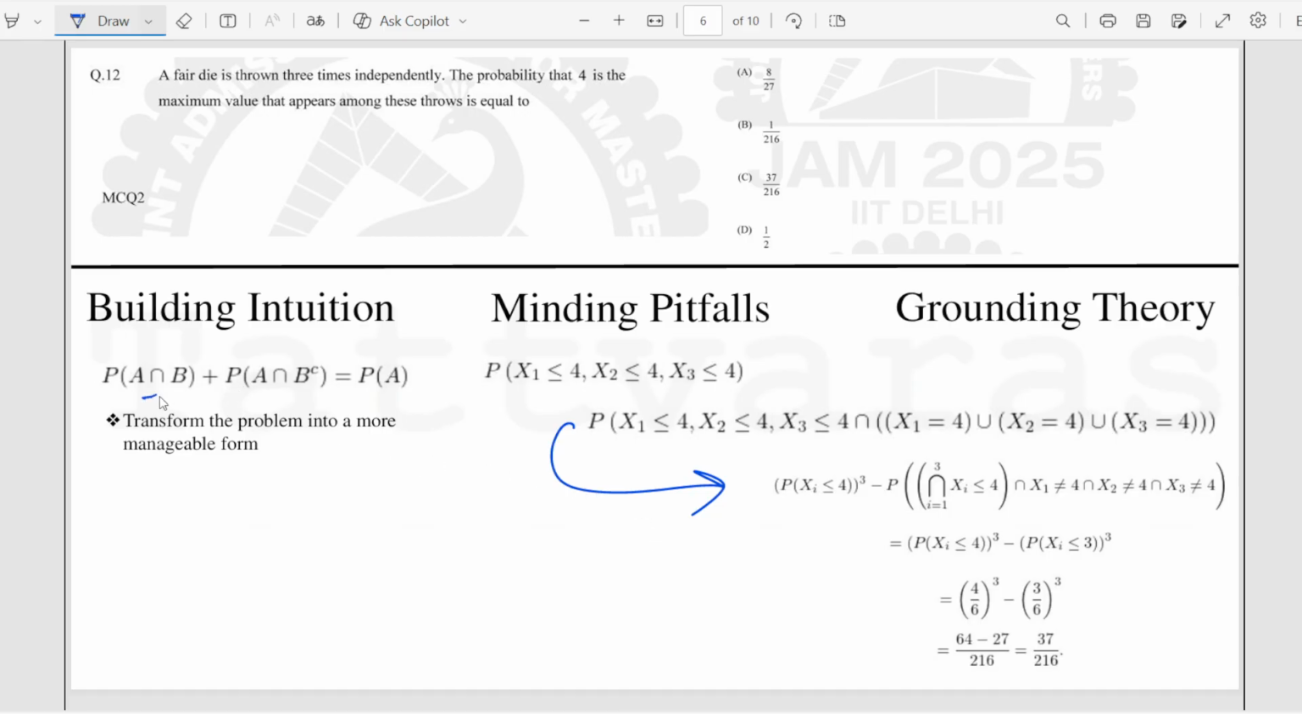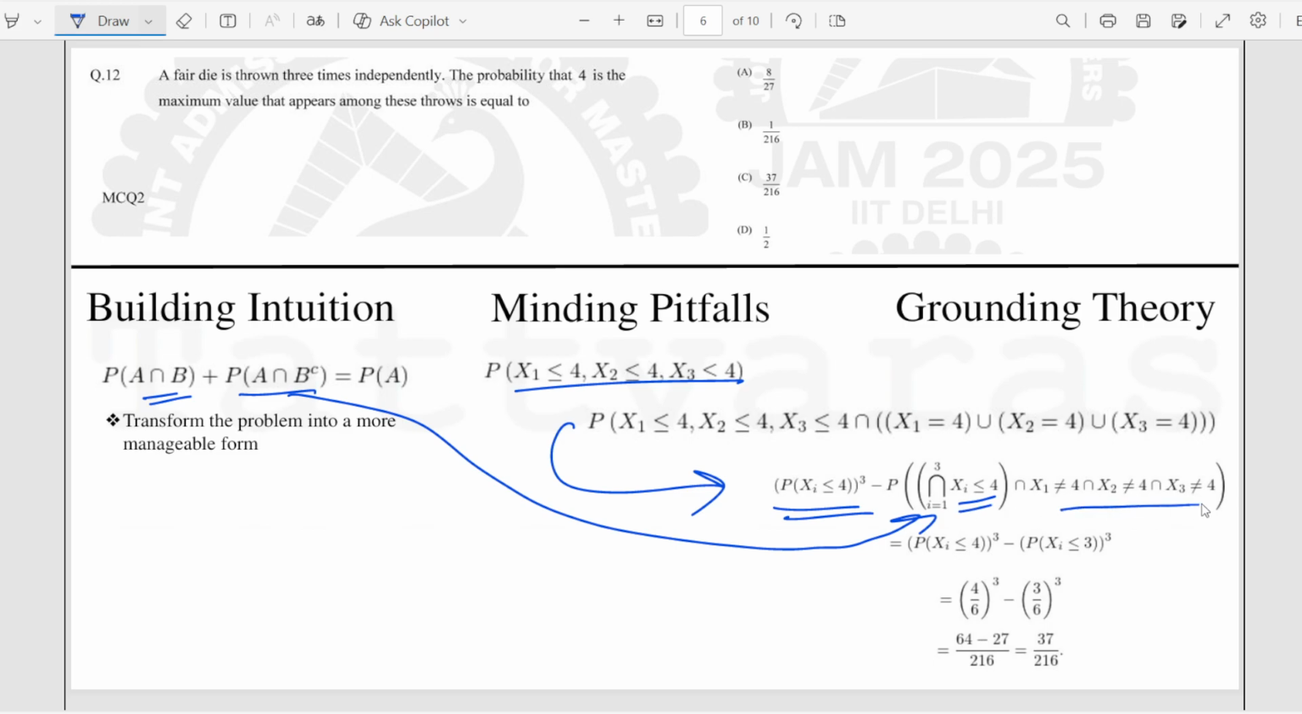So here we are interested in A intersection B, and this is our PA, this is our PA intersection B complement. So just the difference of them. And once we write it like this, this part is very easy. And this part also, if you think about it very logically, everything is less than equal to 4 and nothing can be 4. It means it's equivalent to everything being less than equal to 3. This becomes a simple exercise in computation, and you have this answer.